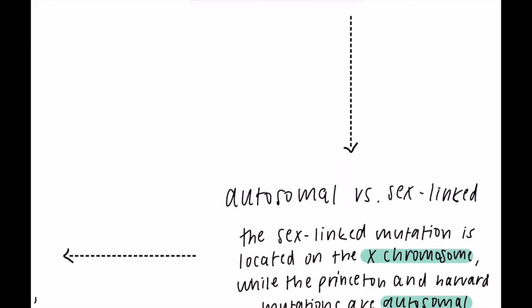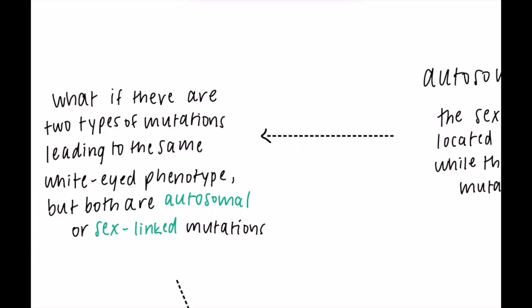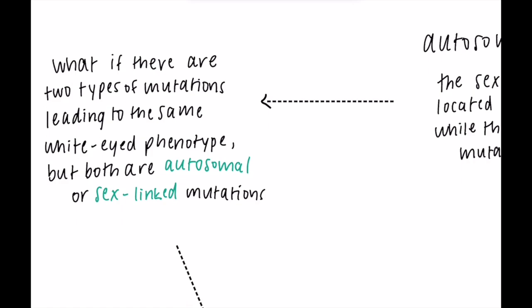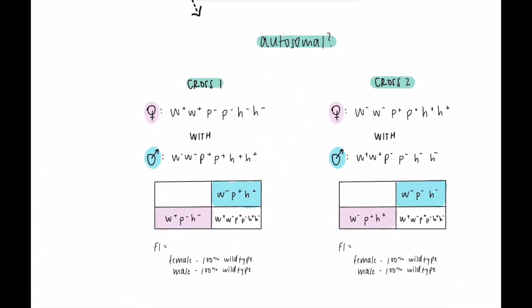Second, we believe that the sex-linked mutation is on the X chromosome, while the Princeton and Harvard mutations are autosomal. If both the white-eyed mutations are autosomal, our crosses would produce 100% wild-type offspring. This specific outcome would indicate that the mutations are located on different genes. And the genetic complexity here lies in understanding how these autosomal mutations interact and potentially complement each other.